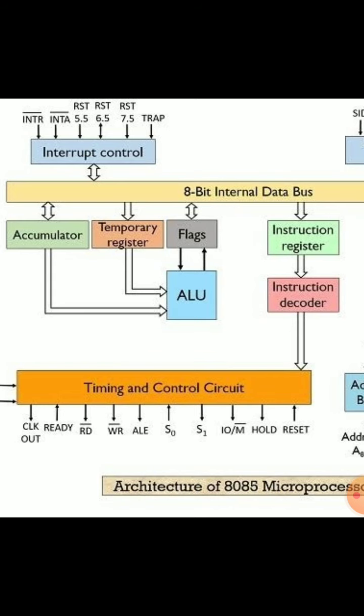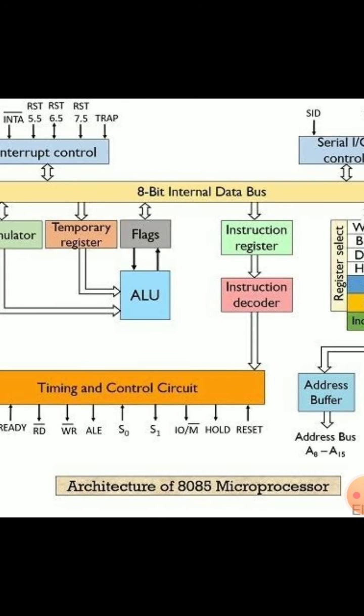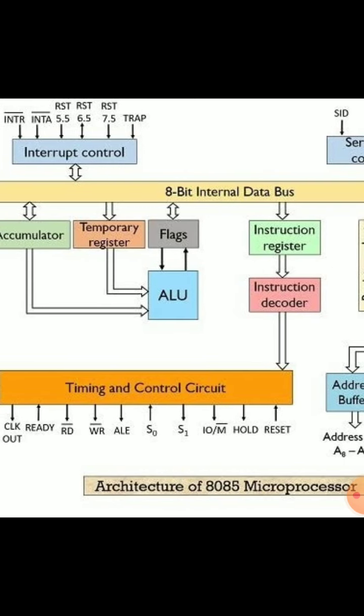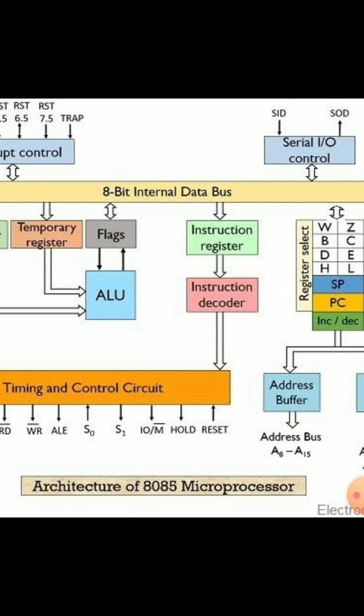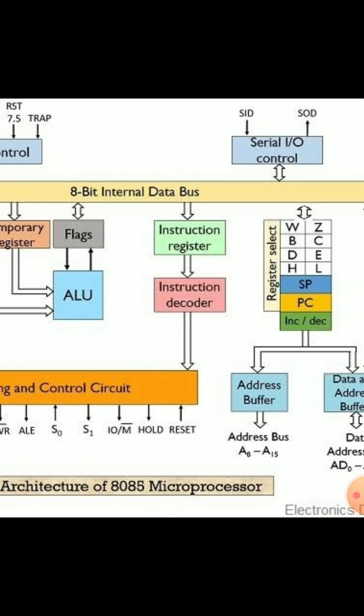So that is the temporary register. Now let's come to the flag register. What is the flag register? After the ALU operation is performed, the status of that ALU operation is indicated by using the flag registers. I already explained the flags: sign flag, zero flag, carry flag, parity flag. The corresponding flags will be affected based on the ALU operations. Now the next section, that is the instruction register and instruction decoder.